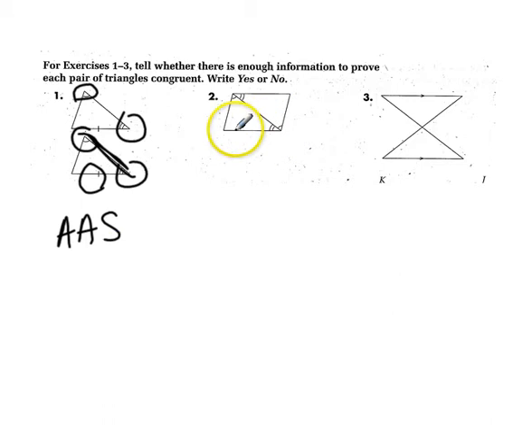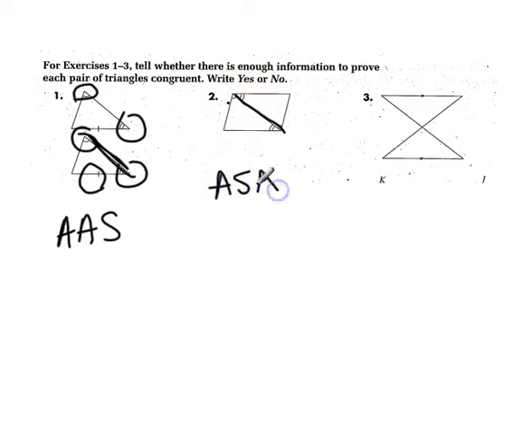For these two triangles, we have this angle is equal to this angle, and this top angle is equal to this bottom angle, and they don't have any sides marked equal, but we see that the two triangles share that side, and that side is equal to itself. That's the reflexive property.